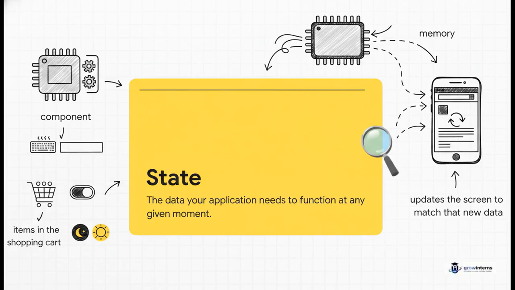State is simply the data your app needs to function at any given moment. It remembers what you just typed into a form, how many items are currently sitting in your shopping cart, or if you toggled on dark mode. Whenever state changes, React automatically updates the screen to match that brand new data.